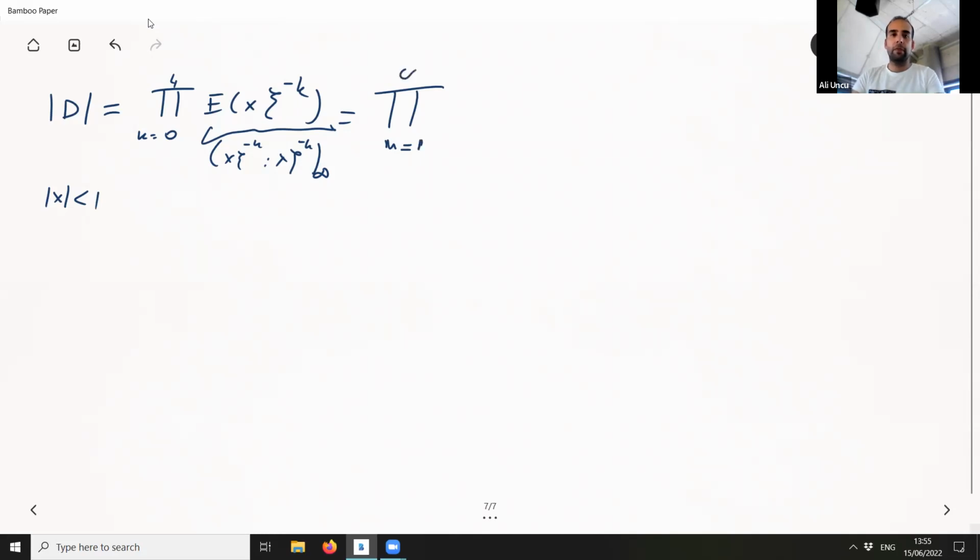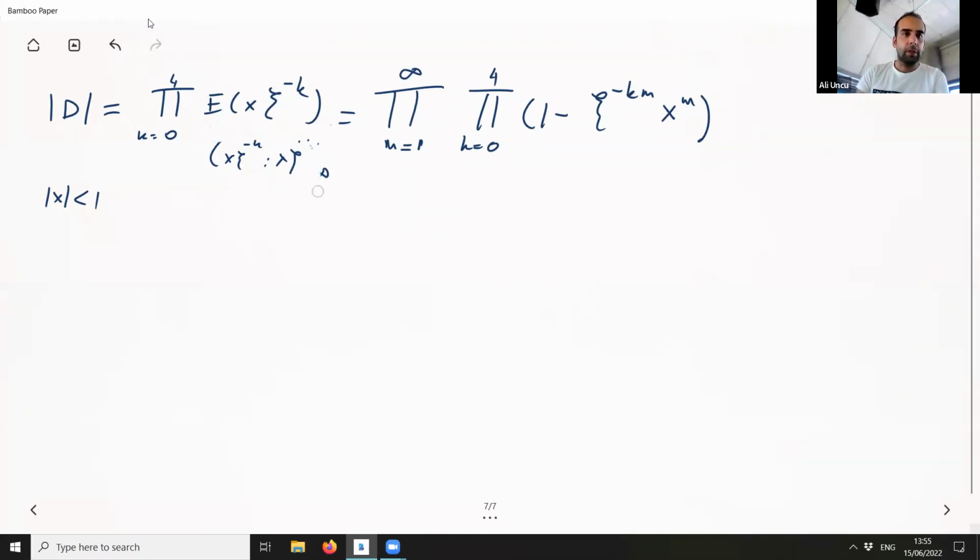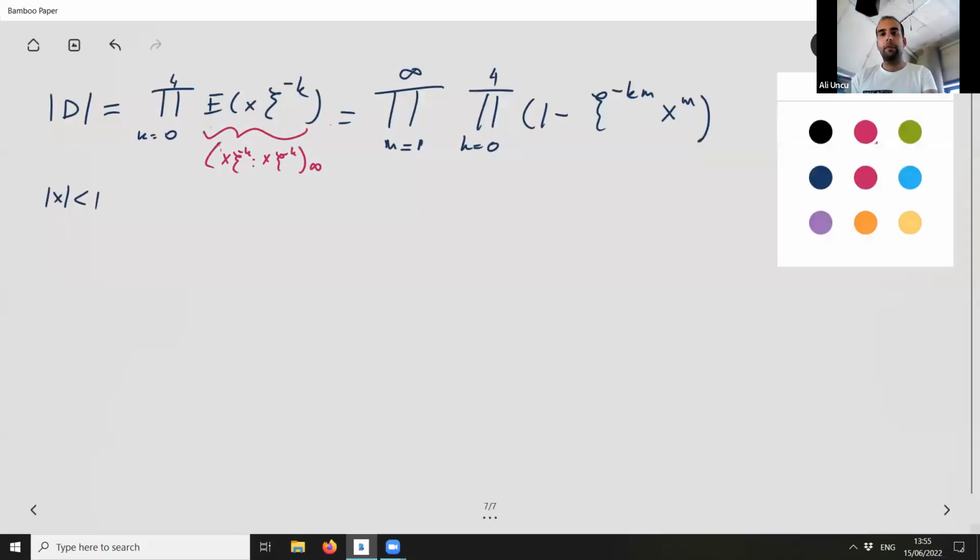So M from 1 to infinity. This is the product that will come from Pochhammer. Then the product that we have, K from 0 to 4. And now I have 1 minus that minus K M and X to the M. All right. Let me just write that in color maybe, so that you know what it is. So this portion was that Q Pochhammer X zeta minus K, X zeta minus K, infinity, and zeta is the fifth root of unity.